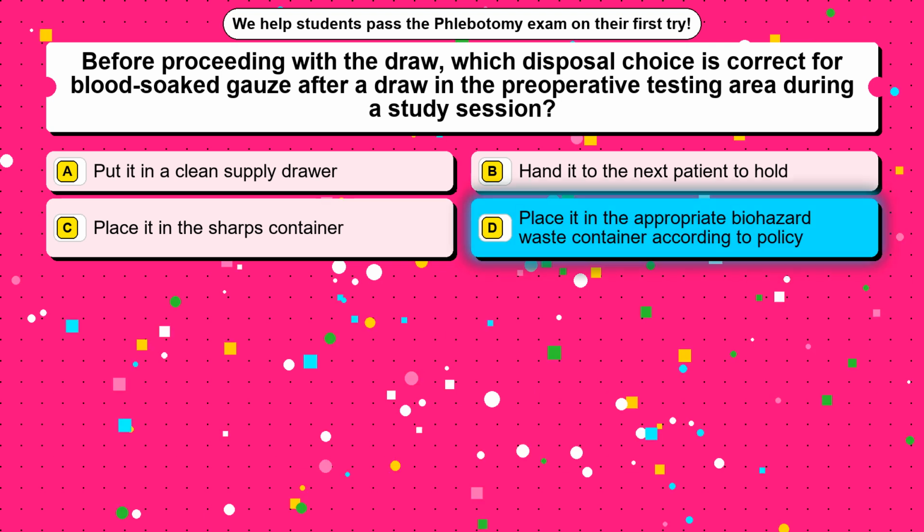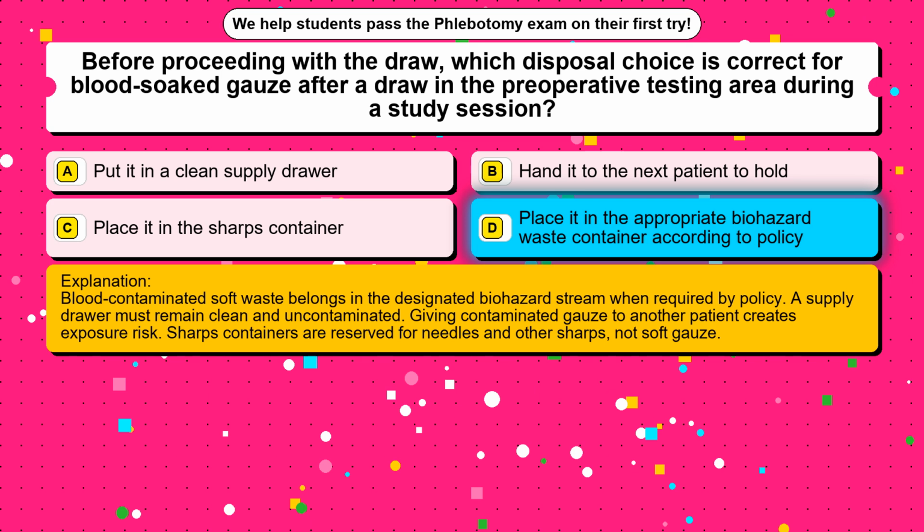The correct answer is option D. Place it in the appropriate biohazard waste container according to policy. Blood-contaminated soft waste belongs in the designated biohazard stream when required by policy. A supply drawer must remain clean and uncontaminated. Giving contaminated gauze to another patient creates exposure risk. Sharps containers are reserved for needles and other sharps, not soft gauze.